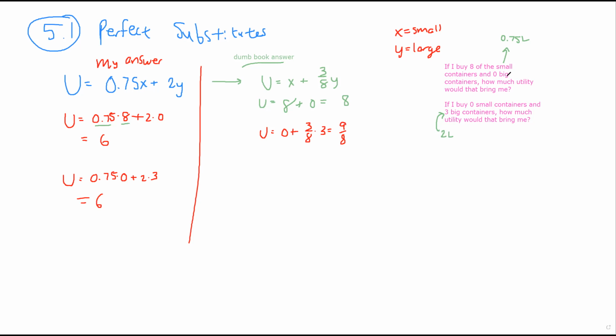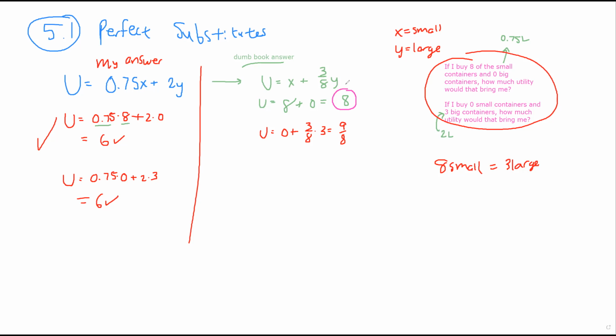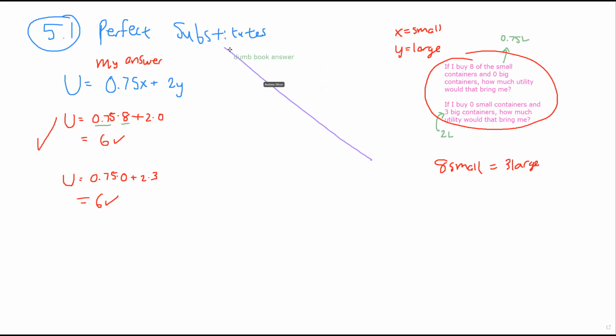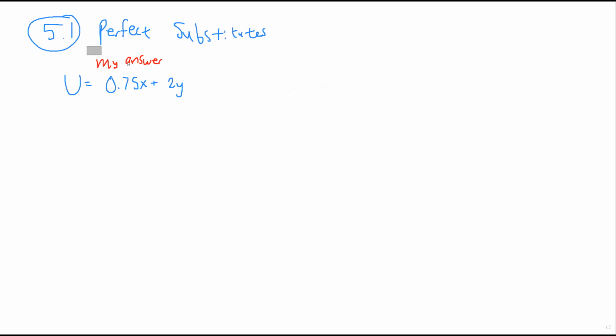No. I should have the same amount of utility in both of these scenarios, because 8 small is the same as 3 large. And so the utilities should be the same. But that checks out over here, right? I got a level of utility of 6 for both scenarios, but I got 8 here and 9/8 here. So this is the dumb book answer. Don't look at the book for your answer here. Don't know why they provide solutions that are just wrong. So this is how you should set up your utility function. What more do they want from this, by the way?